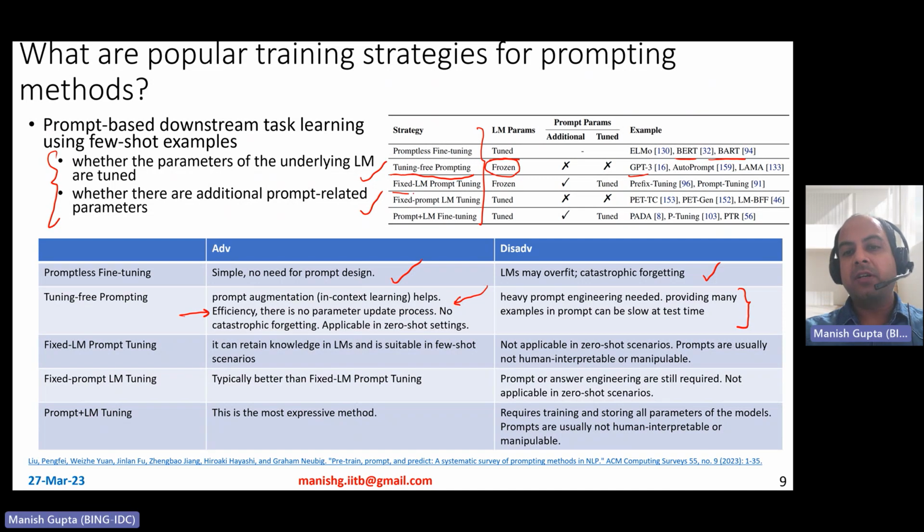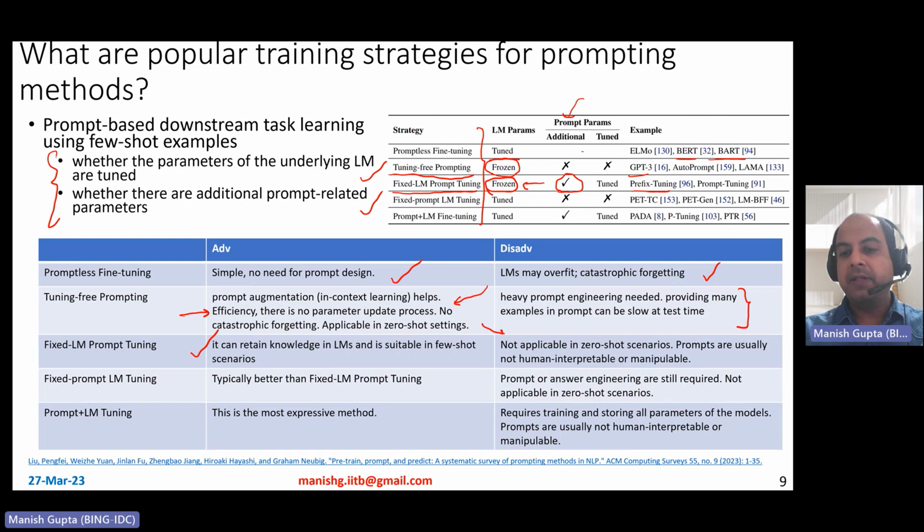For fixed-language-model prompt tuning, the idea is that the language model is fixed, frozen, but there are tunable prompt parameters. A popular method is prefix tuning. So here the good part is that it can retain knowledge in language models because they are frozen, so no catastrophic forgetting happens, and it is suitable in few-shot scenarios.